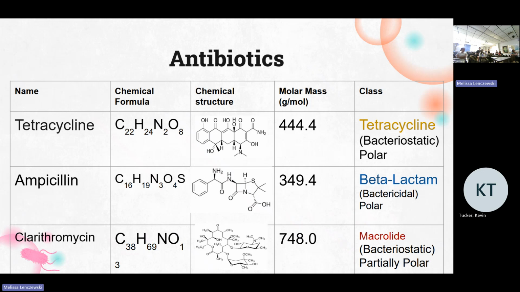So the tetracycline in itself is actually an antibiotic as well. What makes this a tetracycline is these four hexene rings interconnected together. Then for the ampicillin, it's a beta-lactam. As you can see here, this functional group right here is what makes it a beta-lactam. Then we have the clarithromycin.